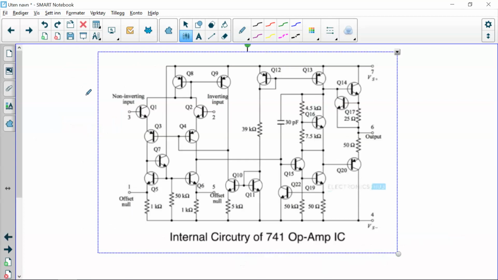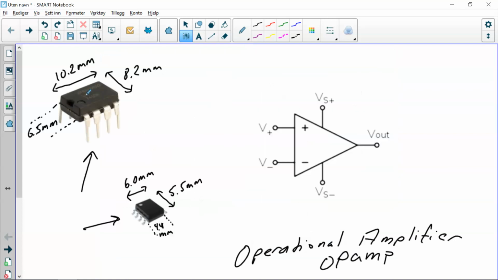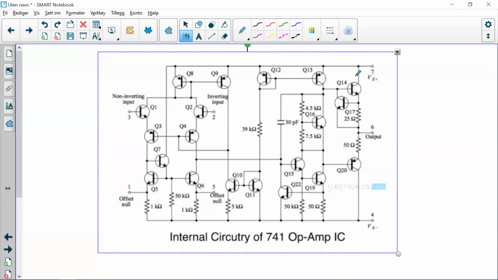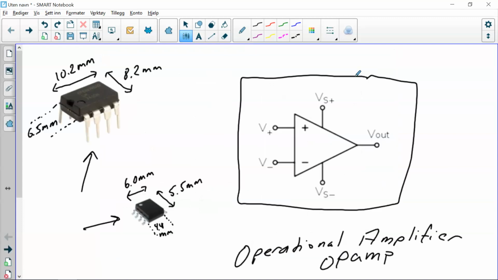Here is what you will find inside such an operational amplifier. What you see here is a great number of transistors. I haven't counted them, but let's say that you have 20 transistors and a number of resistors. And together they make the amplifier, which has a symbol like this. So fortunately you don't need to draw all this every time. In a circuit diagram you simply draw what you see here in the square box.